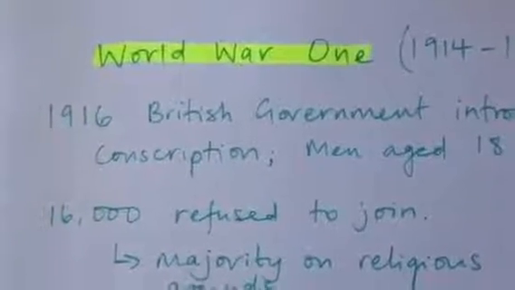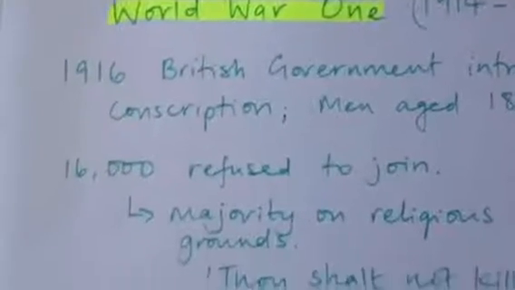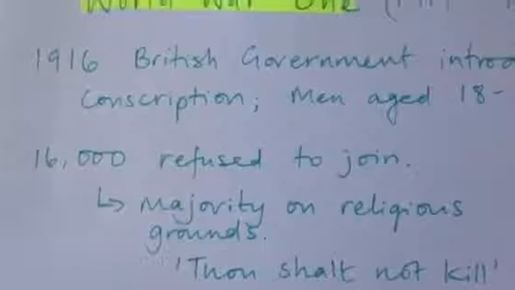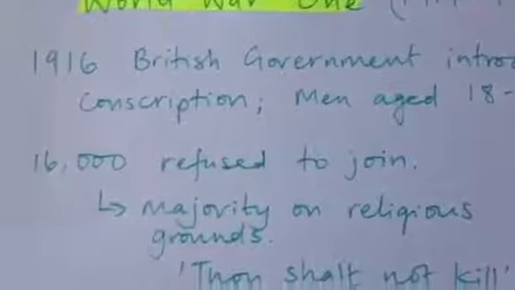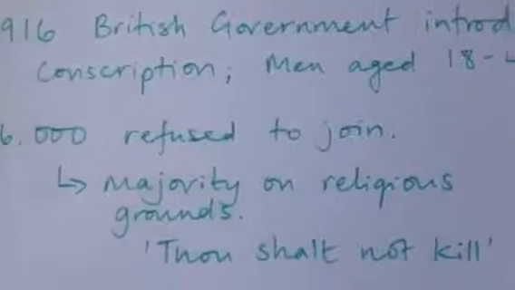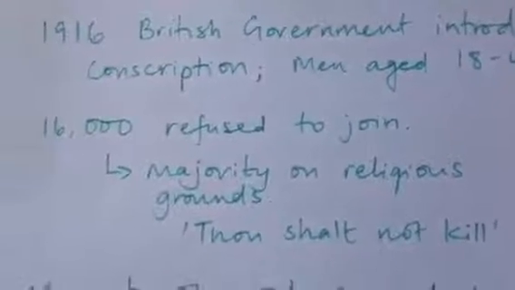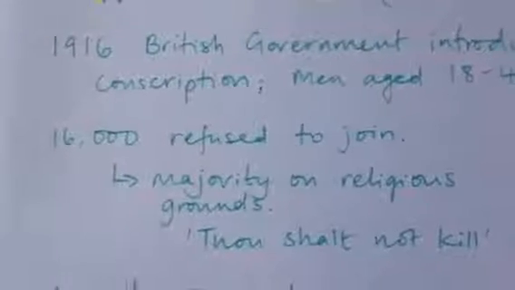So this said that if you're a man, you have to sign up and you have to fight. It's mainly because the war was dragging on. They thought it'd be over by Christmas, but by 1916 they realised it wasn't. Now, about 2.5 million men signed up to join the war. However, about 16,000 people refused. And the majority of these were on religious grounds. I think Quakers actually made up the largest majority of people who refused to join.